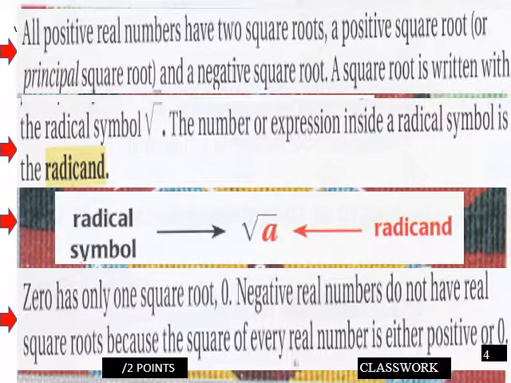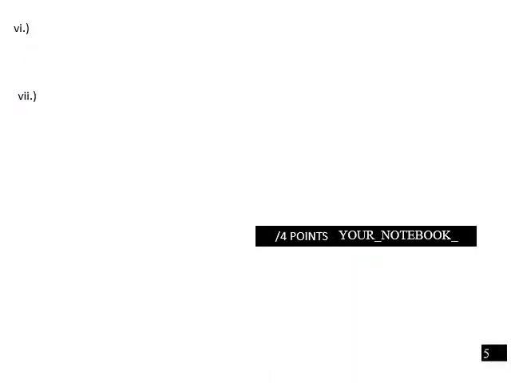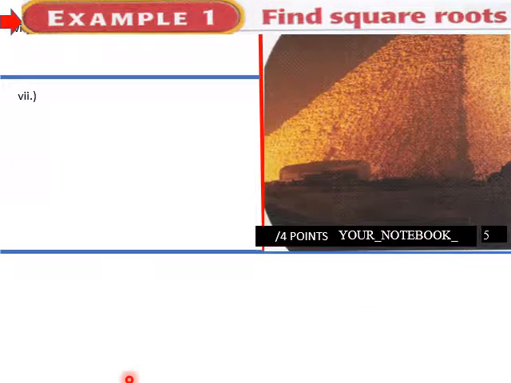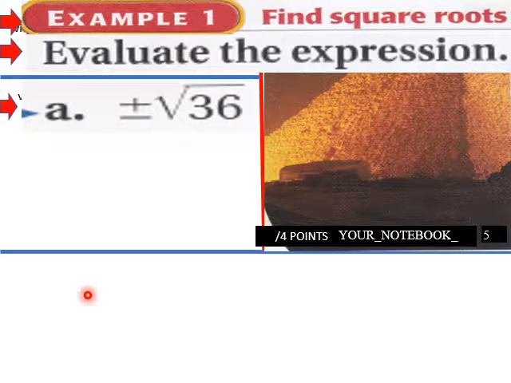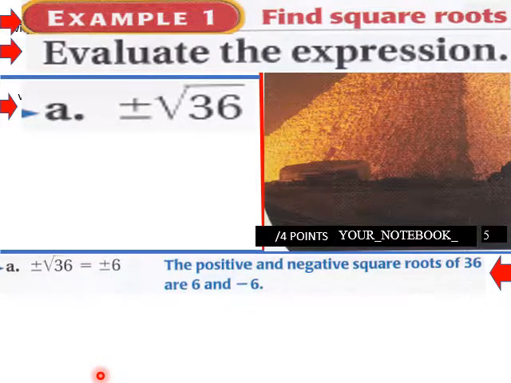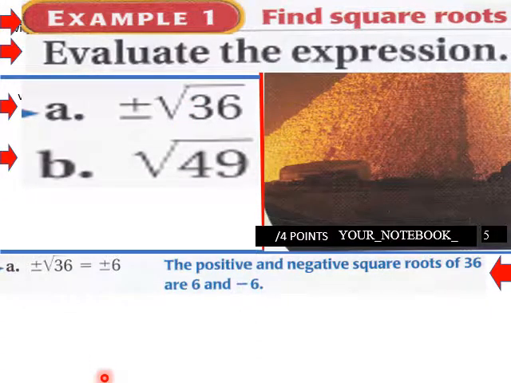So this should be on your class worksheet. This is a notebook page here. Find square roots, example 1. Evaluate the expression. Plus or minus the square root of 36 is plus or minus 6. The positive and negative square roots of 36 are 6 and negative 6, because we have the plus or minus outside of the radical sign. If it was inside, it would be a much different problem.